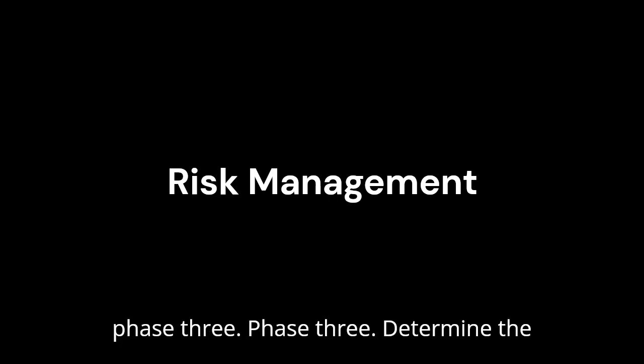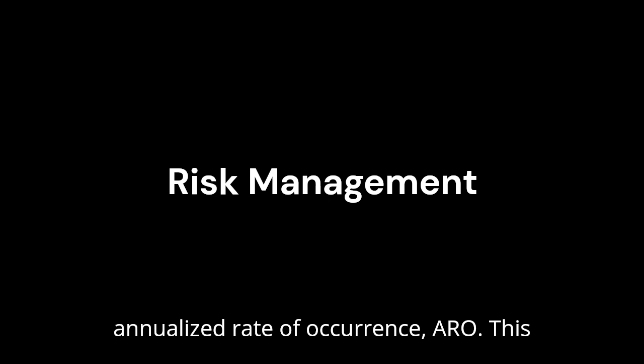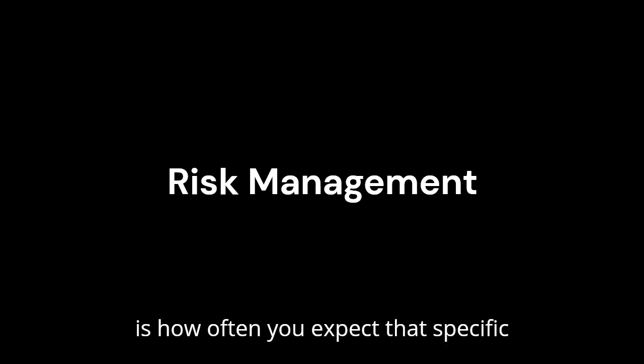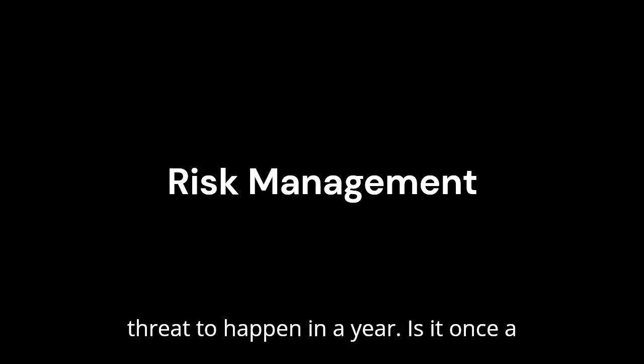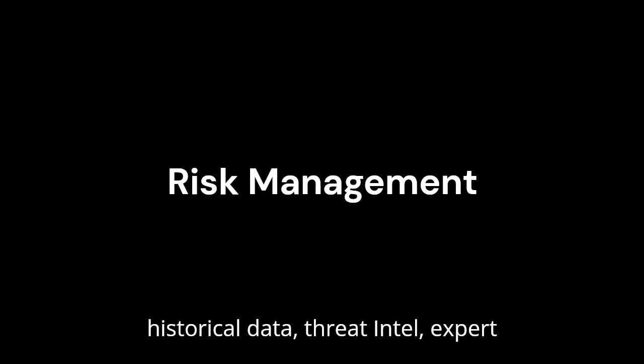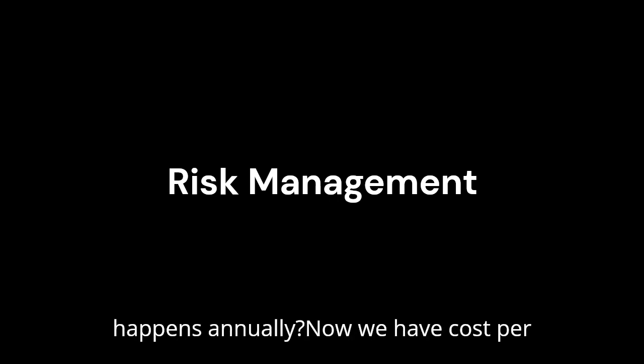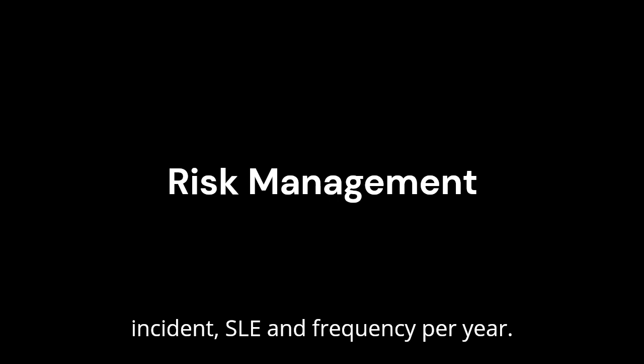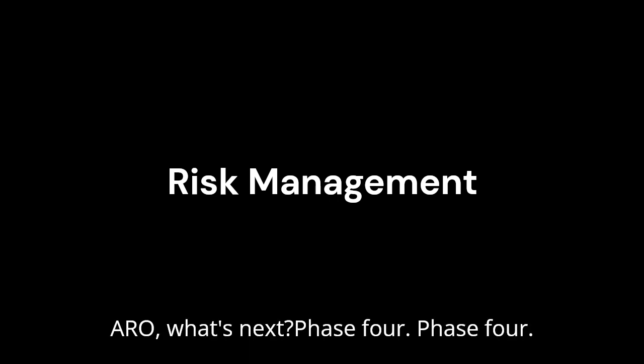What's phase 3? Phase 3. Determine the annualized rate of occurrence, ARO. This is how often you expect that specific threat to happen in a year. Is it once a decade? ARO equals 0.1. Twice a year, ARO 2. This often involves historical data, threat intel, expert judgment. So how often the bad thing happens annually? Now we have cost per incident, SLE, and frequency per year. Yep. ARO. What's next?